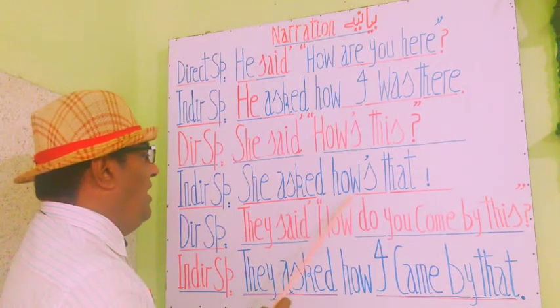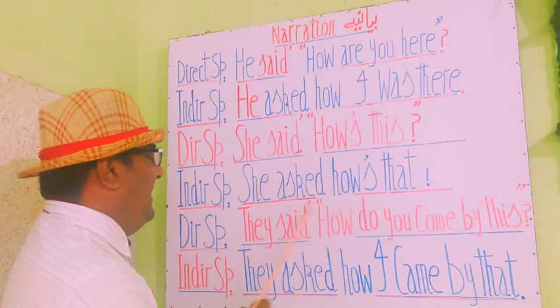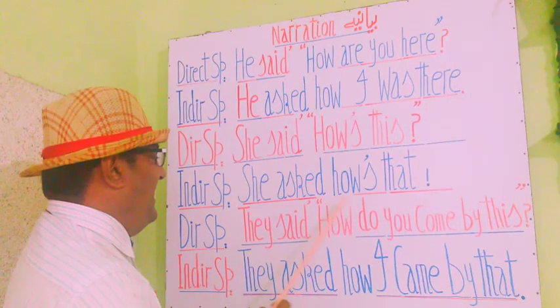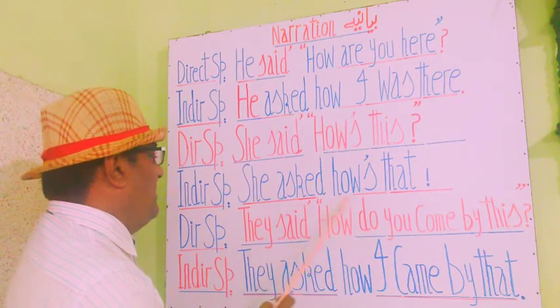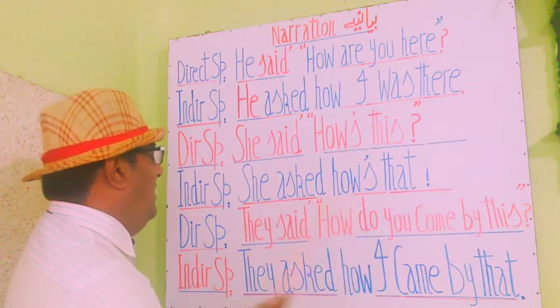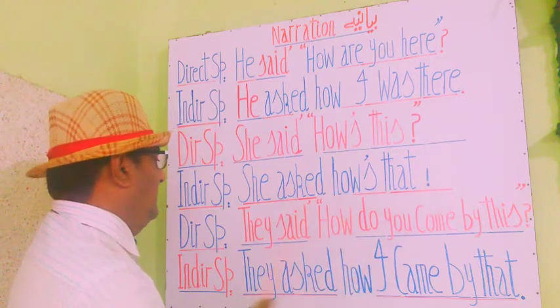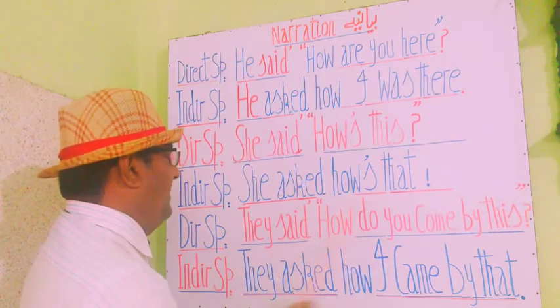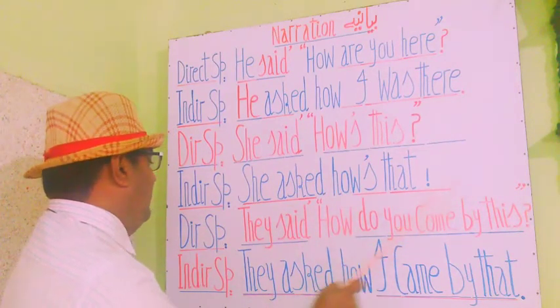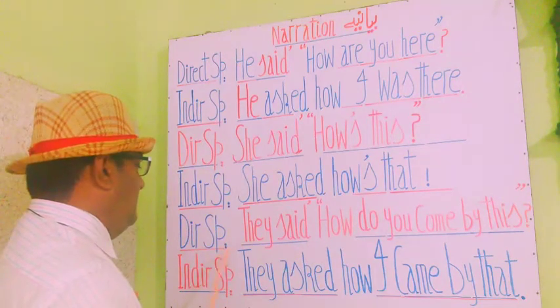She asked, how was that? Usne pucha, wo kaisa tha? She asked, how was that? Wo kaisa tha? Let's see the next statement in direct speech.